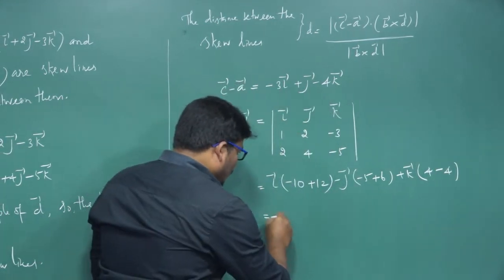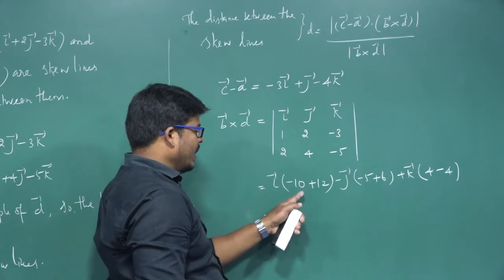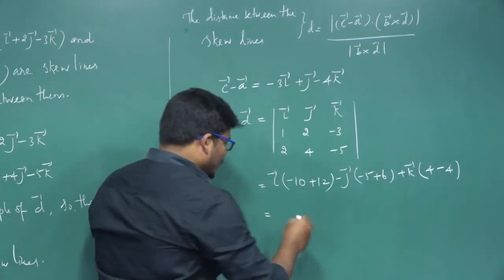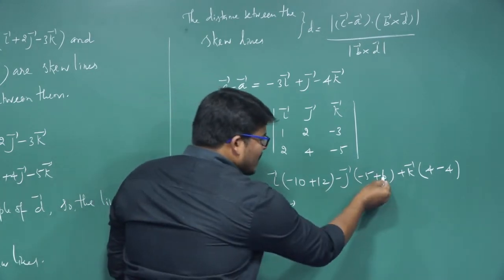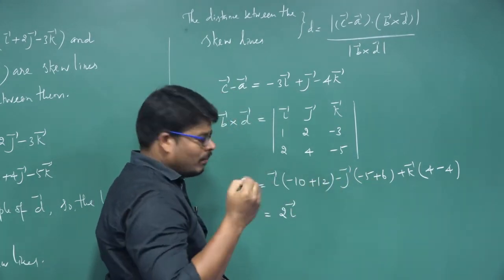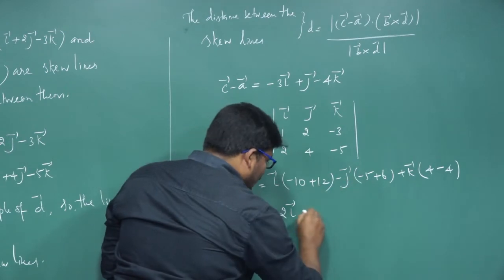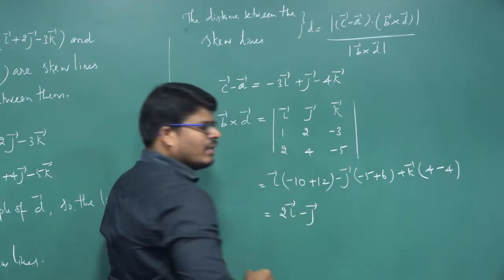That's equal to minus 10 plus 12. 12 minus 10 is 2, so 2 i vector. Next one, 6 minus 5 is 1. Minus into plus, minus 1 into j vector, is minus j vector.